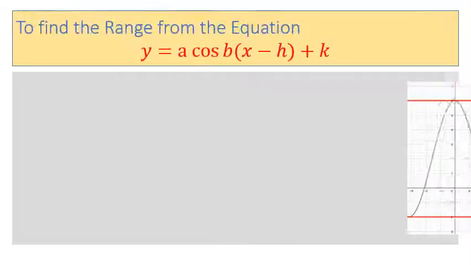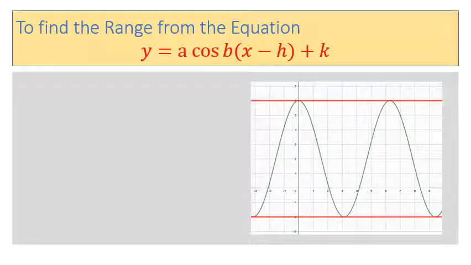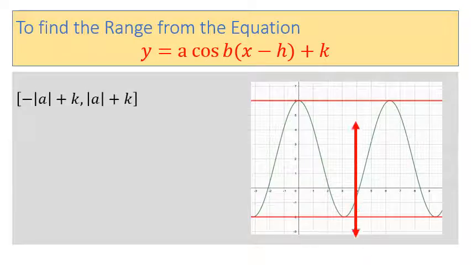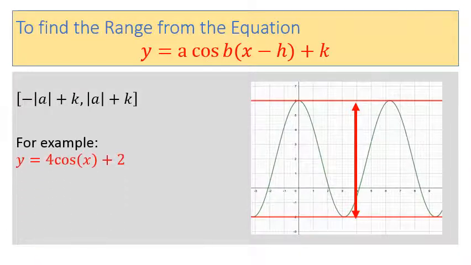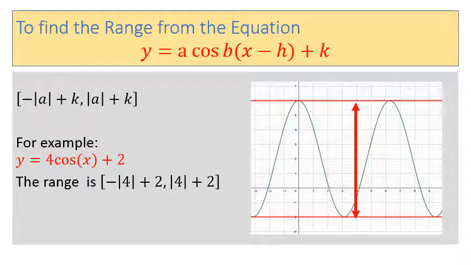To find the range from the equation y equals a cosine(bx minus h) plus k, the range is the interval from negative absolute value of a plus k to absolute value of a plus k. For example, y equals 4 cosine x plus 2. The range is the interval from negative absolute value of 4 plus 2 to absolute value of 4 plus 2, equals the interval from -2 to 6.